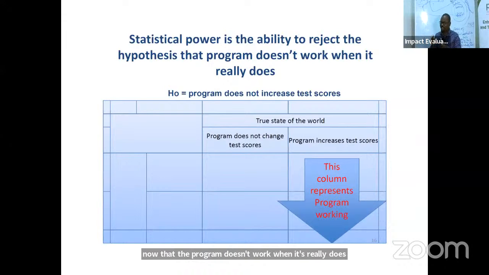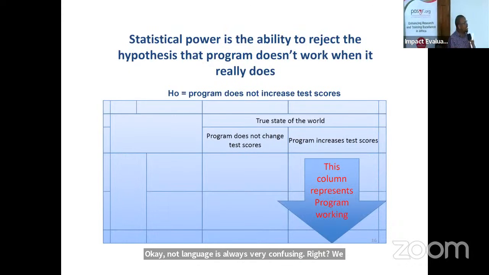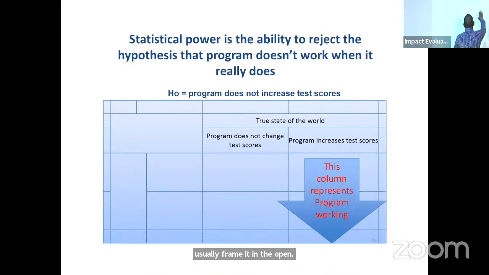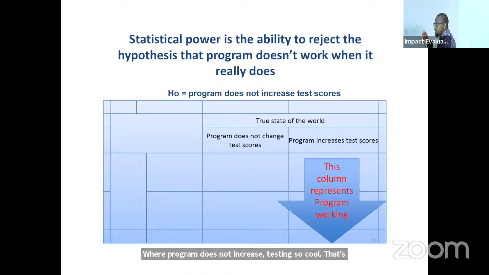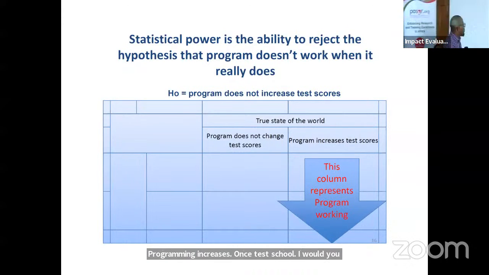Null language is always very confusing, right? We usually frame it in the opposite. So for you to understand it, consider a null hypothesis where the program does not increase test score. That's our null. If we reject that null, what does it mean? The program increases test score. Are we together? Good.